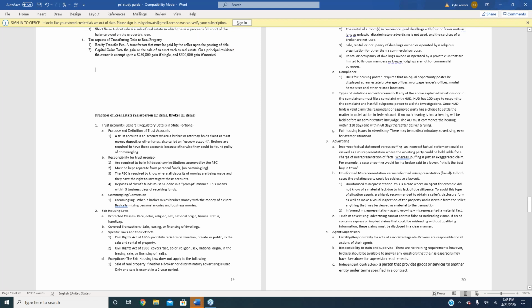And again, in order to claim the capital gains tax exemption, the property must have served as your principal residence for at least 2 of the prior 5 years, and you couldn't have claimed this on another property in the prior 2-year span either, for that matter.